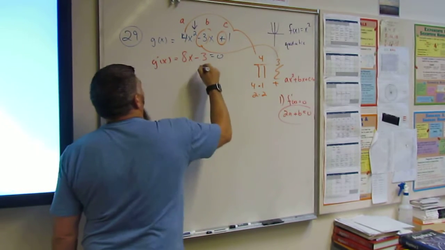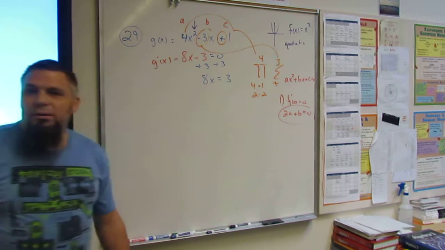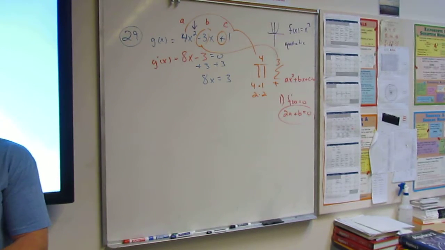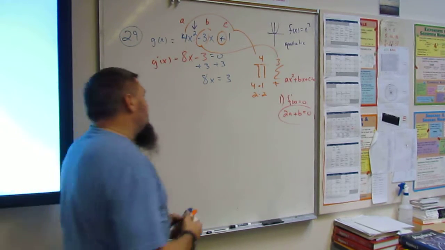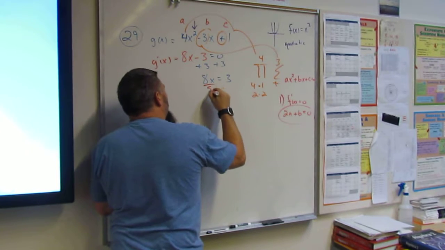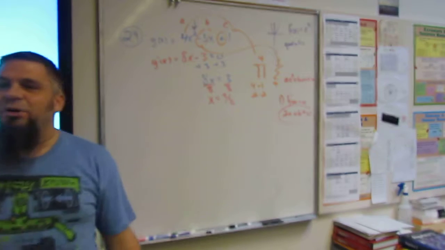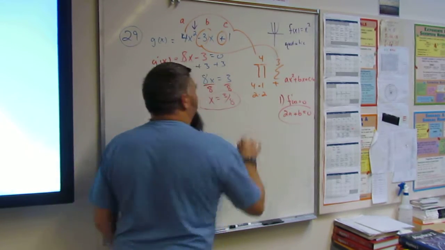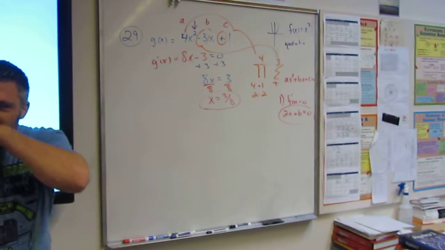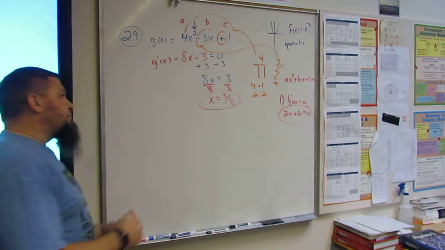Solve. Plus 3, 8 equals 3. Okay? Then what? You guys are on fire today. Yeah. Divide by 8. So x equals 3/8. This is not a fun problem. Never said it was. But to be able to solve this problem, I have to plug this in to find the vertex. Once I have the vertex, the other ones are easy, right? This is the hardest part.